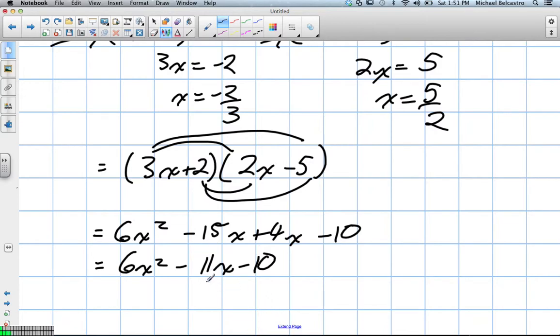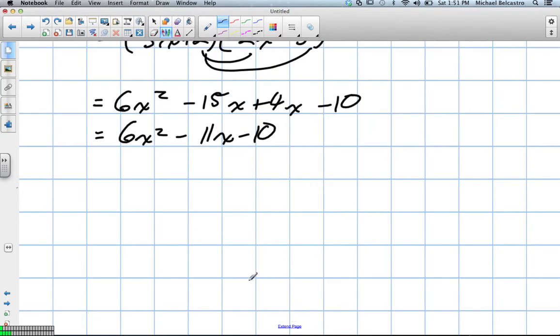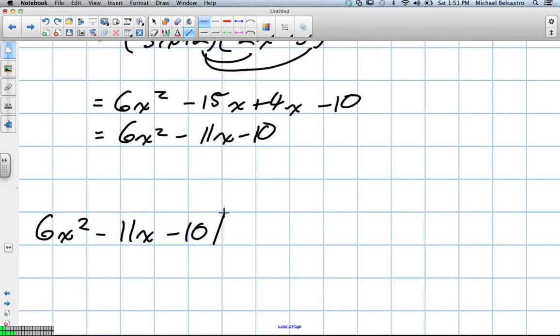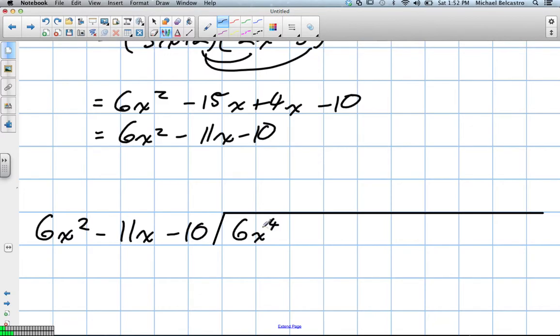It's a quadratic, so we can't use synthetic. You can only use synthetic division when we have a linear divisor. So we now take this and we actually divide the original equation, which in our case was 6x to the power of 4 minus 17x cubed minus x minus 10. Now we do the long division for this.